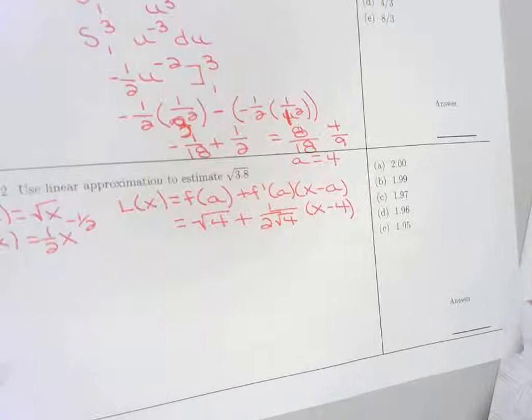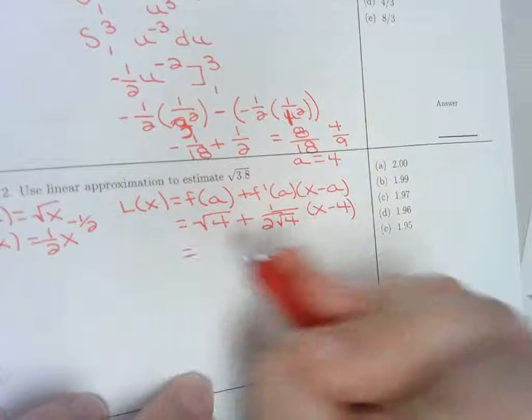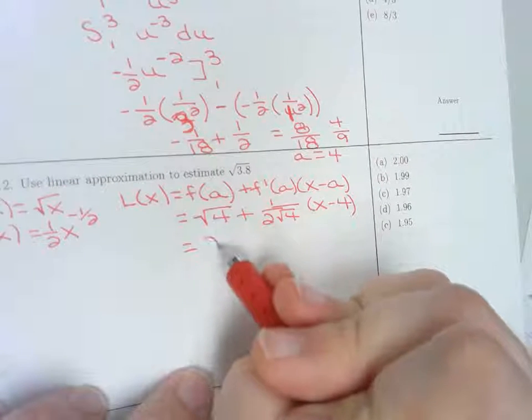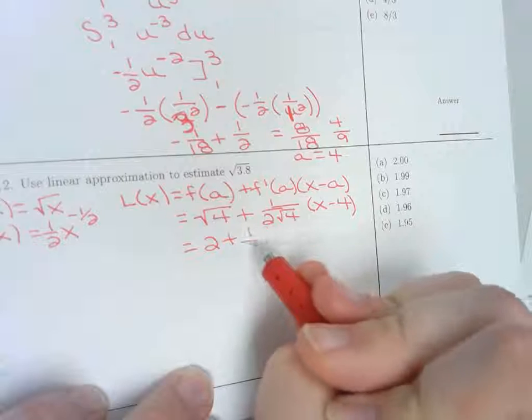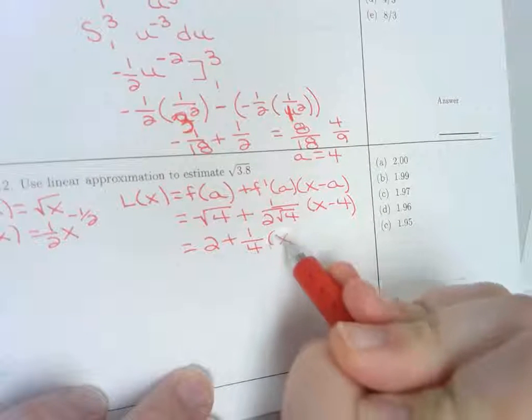Look at your answers. Just a side note, what answer could I cross off? A. You know it's not A, so use the multiple choice to your advantage. We know square root of 3.8 is not 2, so we know it's not A. So let's go ahead and simplify this. Square root of 4 is 2, so that will be 1/4 times x minus 4.